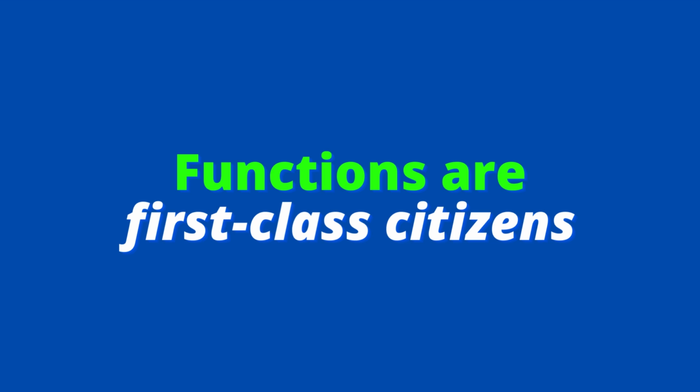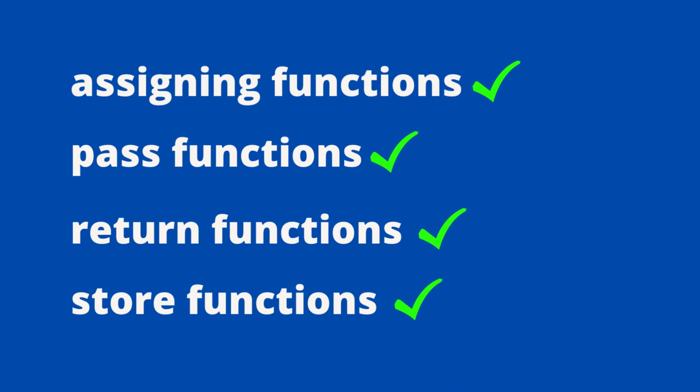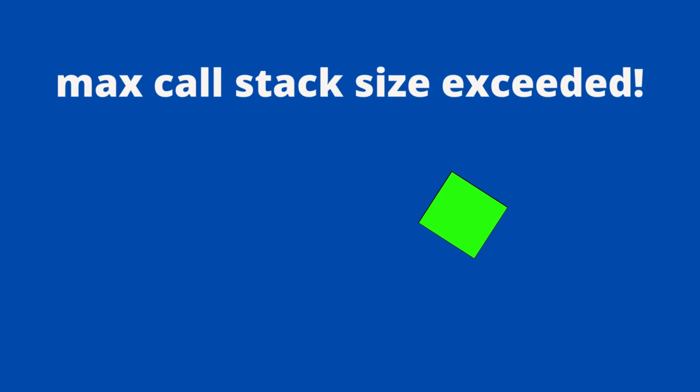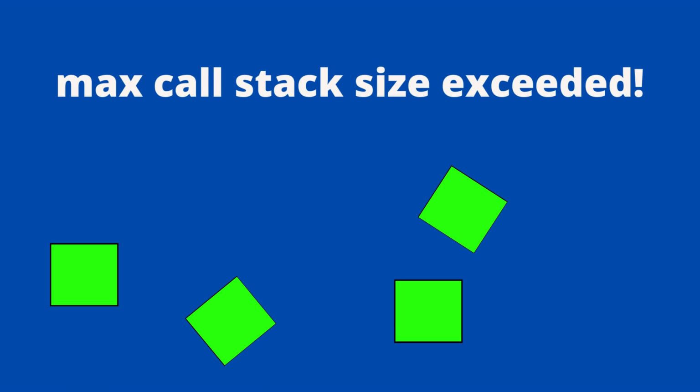Basically, you can do a lot with functions in JavaScript, such as assigning functions to variables, passing functions as arguments, returning a function from another function's invocation, and storing functions in other data structures. Predictably, functions can also call other functions. When one function calls another function, it adds frames to the call stack. Basically, with every call, this stack keeps getting taller. Recursive functions can make this stack extremely tall, leading to an eventual collapse depending on the maximum call stack size.